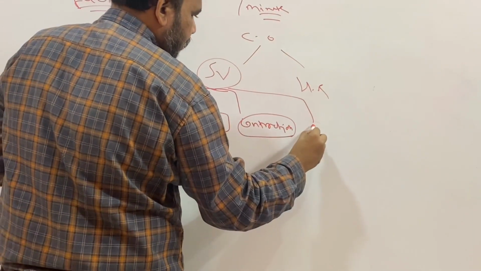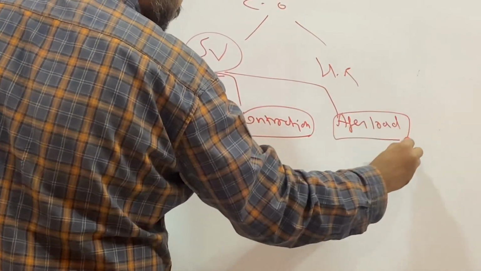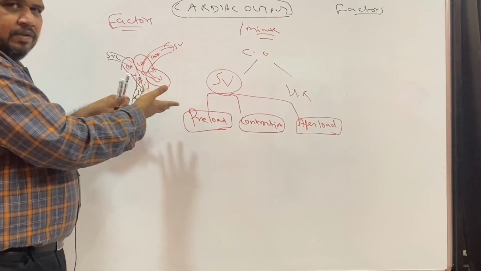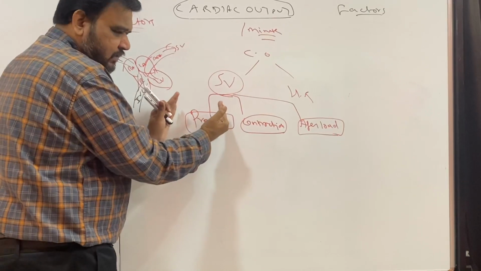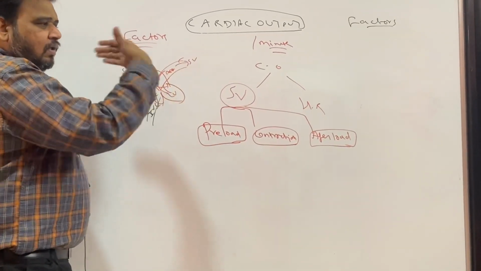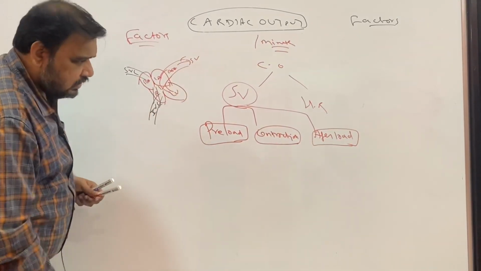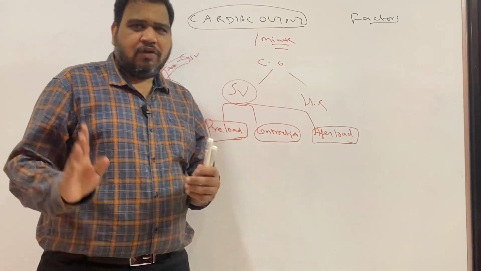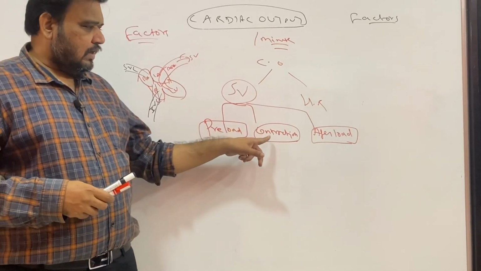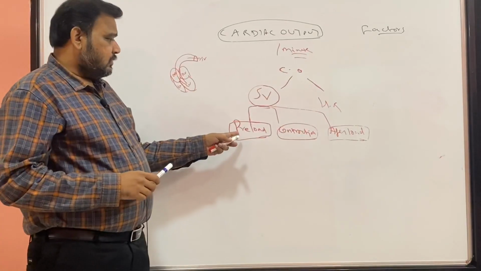Then there is another thing called afterload. Afterload is after the load. Already the blood is filled up, which is preload, and the ventricle started contracting. The ventricle is contracting, but after the contraction something is preventing the blood from going. I will discuss that; that is called afterload. So as of now, remember, there are 3 factors: preload, contraction of the heart, and afterload, which determine the stroke volume. Now I will be explaining about the preload.